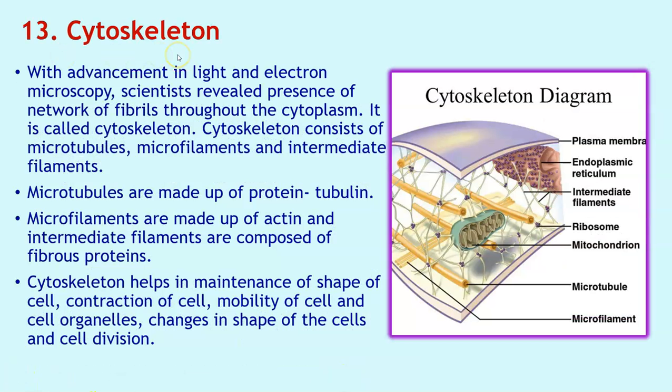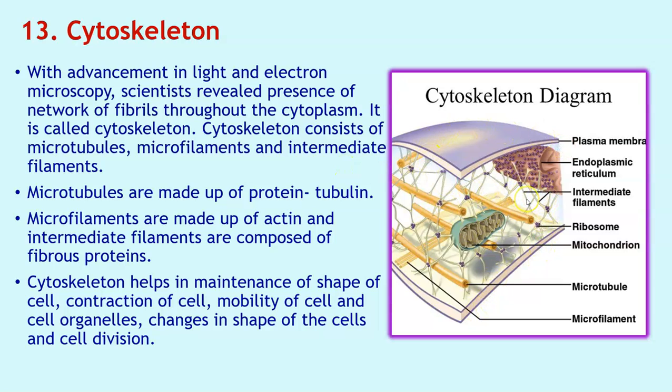The next component of a eukaryotic cell is the cytoskeleton. With advancement in light and electron microscopy, scientists revealed the presence of a network of fibrils throughout the cytoplasm. It is called the cytoskeleton. Cytoskeleton consists of microtubules, microfilaments and intermediate filaments. You can have a look at this figure here. You can see all these filaments.